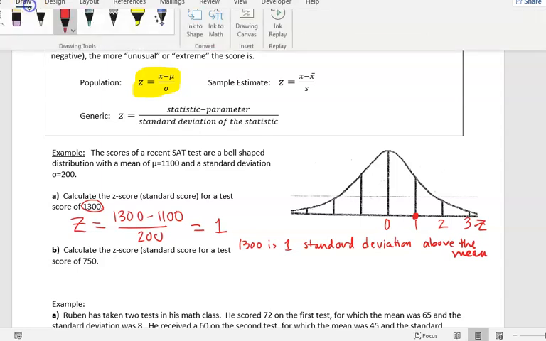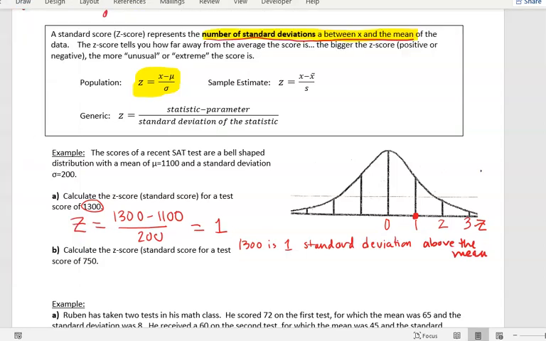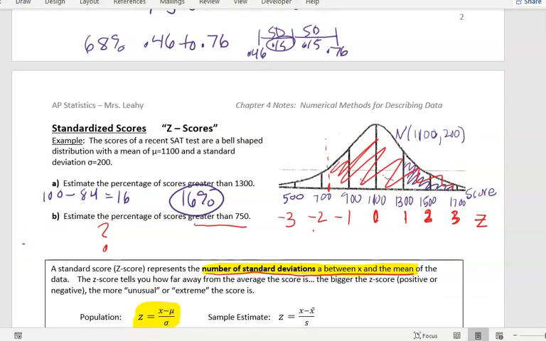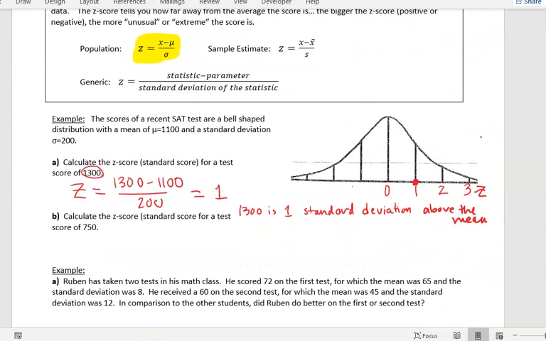All right, so if I want to deal with this 750 now, if I look up at the top of the page, let me scroll up here, 750 would have been somewhere in between -1 and -2 z-score, somewhere between 700 and 900. So I know it's going to be somewhere between -1 and -2, somewhere in this range. So I'm going to calculate it. Z equals my actual score, 750, minus the mean, 1100, divided by the standard deviation, 200. Put that in my calculator, I get -1.75, which does follow that it's somewhere in between -1 and -2.